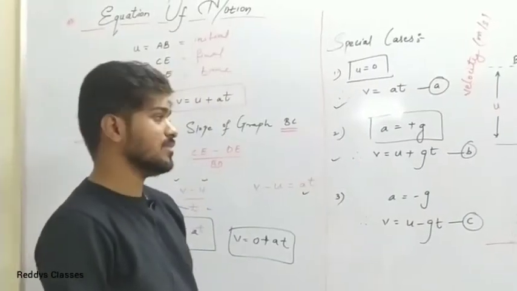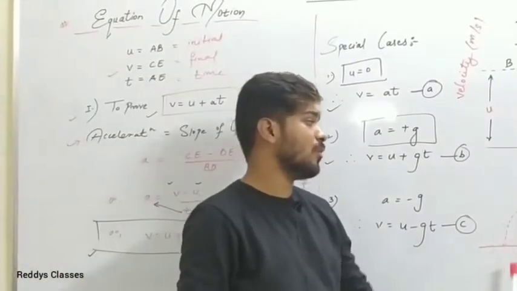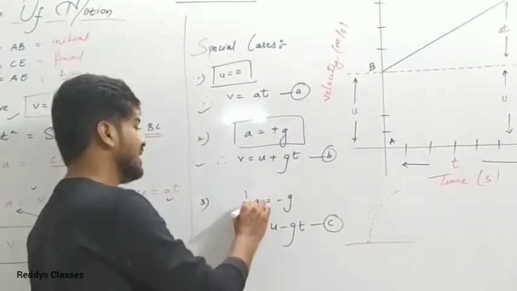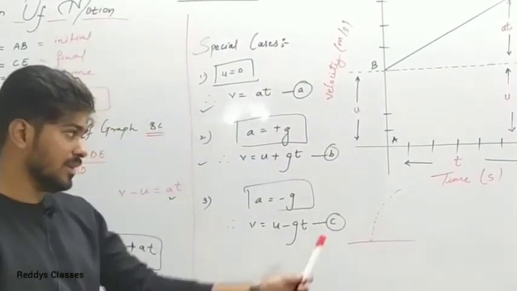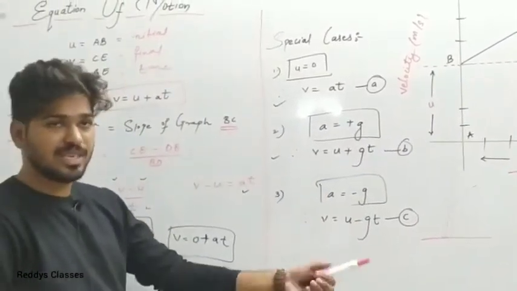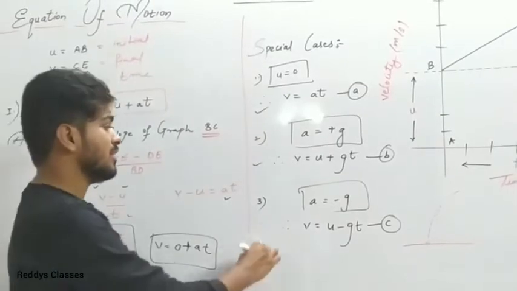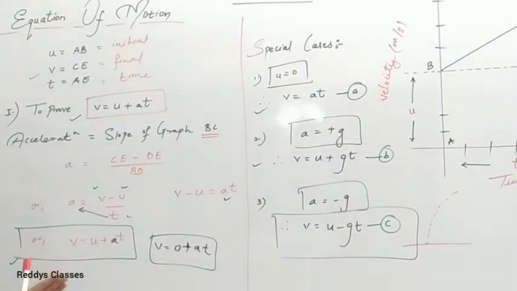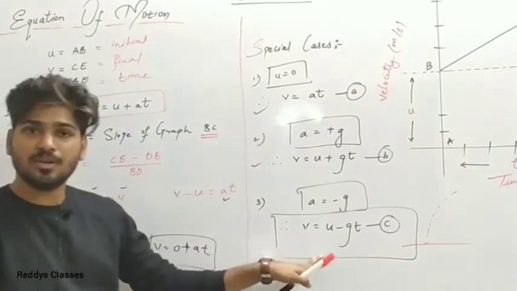If an object is moving in a vertically upward direction, then the gravity, or the acceleration, is taken as negative G. So we have the same conclusion, V is equal to U minus GT. We are going to use this same formula for this particular point.